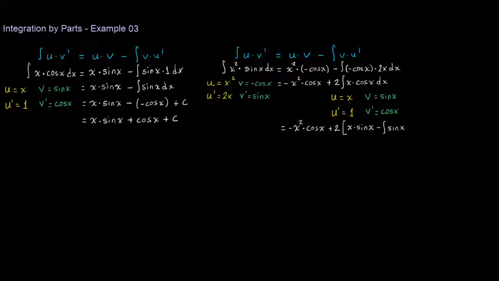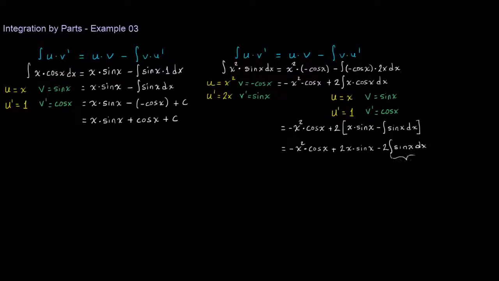So I'm not going to write it now, I'm just going to simplify it in one step. Now in the next step, I'm going to take away this bracket. X squared times cosine of x will be plus 2 times x times sine of x, and here will be minus 2 the integral of sine of x dx.